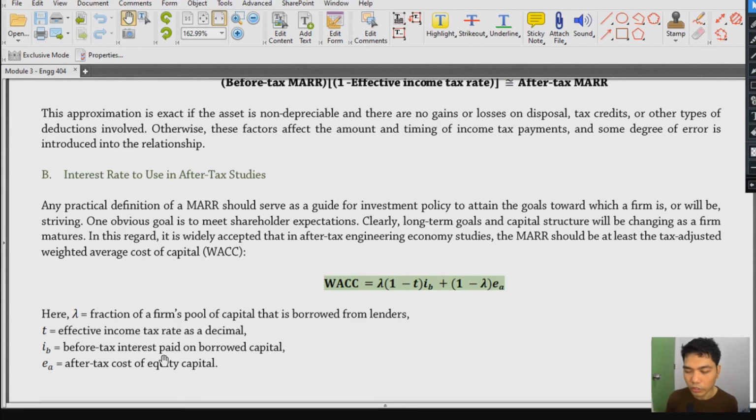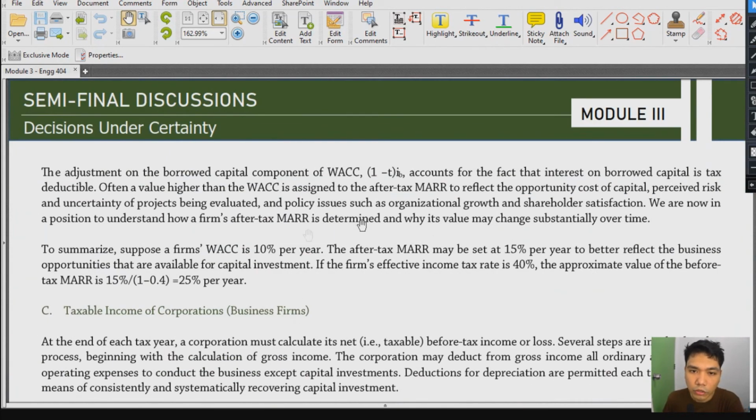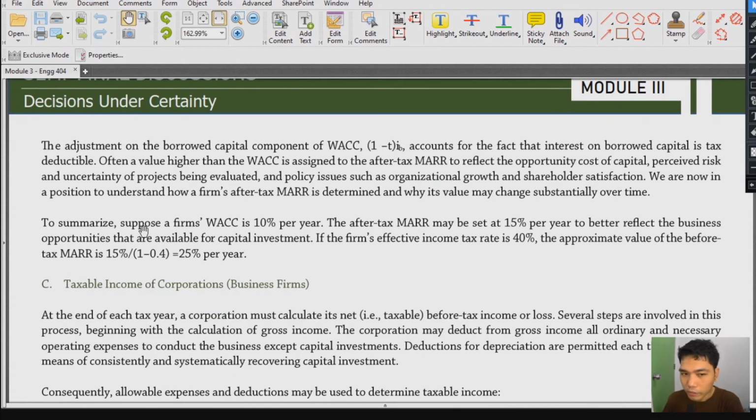So, parang ito yung binabayad mong interest rate. And then yung ating E sub A is the after-tax cost of equity capital. So, that should always be given in the problem. And then, to summarize, suppose a firm's WACC is 10% per year.